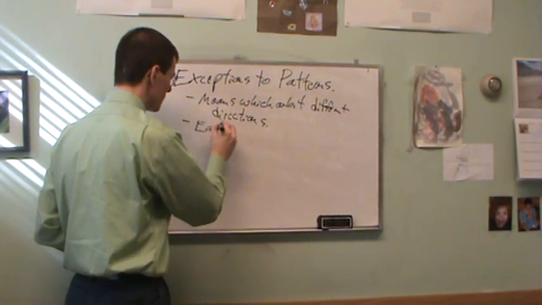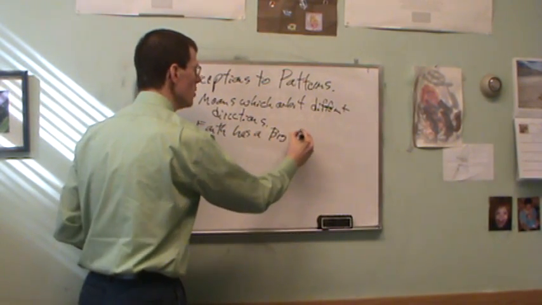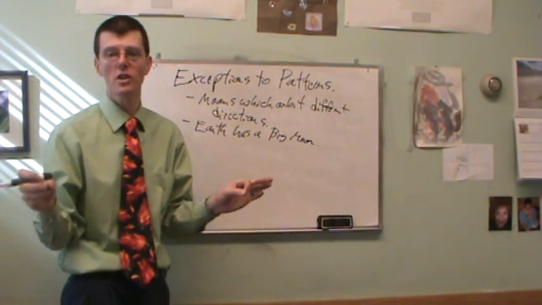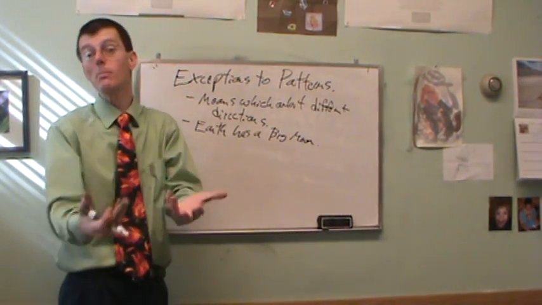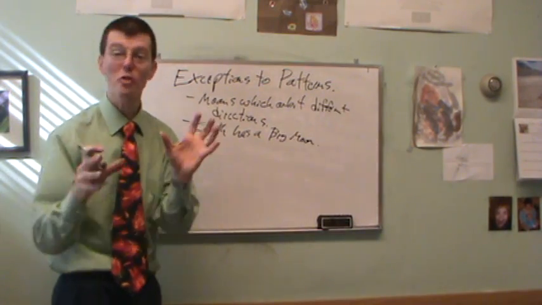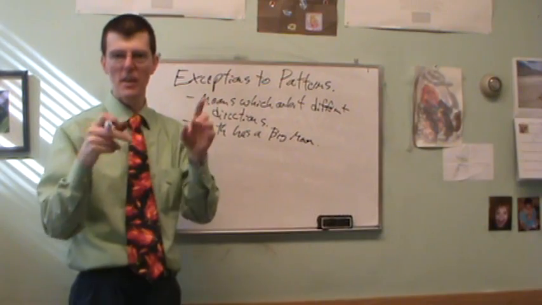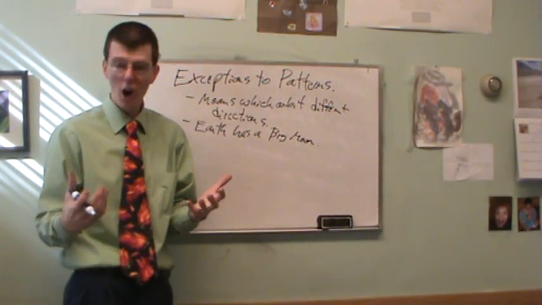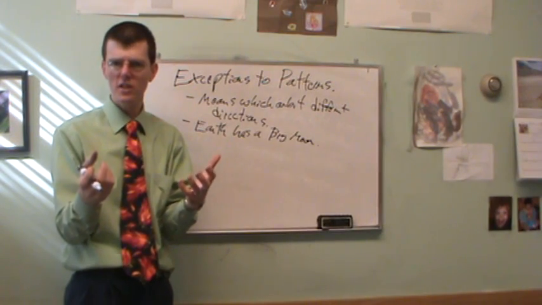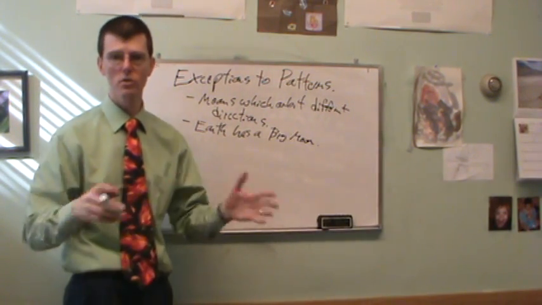The Earth has a big moon. Our moon is huge compared to other moons. Now, there are other moons in our solar system that are bigger than our moon. Ganymede, Jupiter's moon, is larger than our moon. But as a fraction of Jupiter's mass, Ganymede is a tiny fraction of a percent, whereas our moon is somewhere in the neighborhood of 10% of the Earth's mass. That is way out of line of the mass of other moons in our solar system.